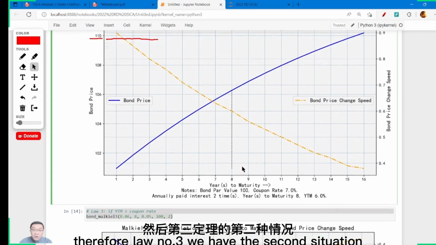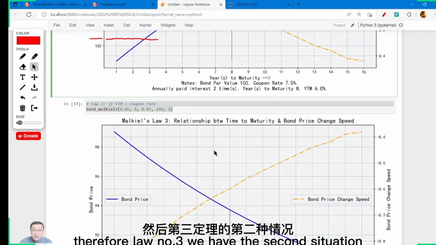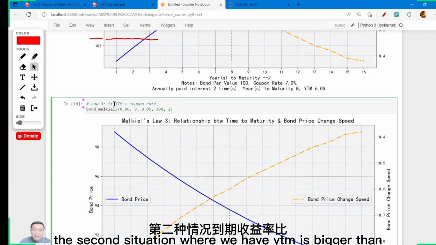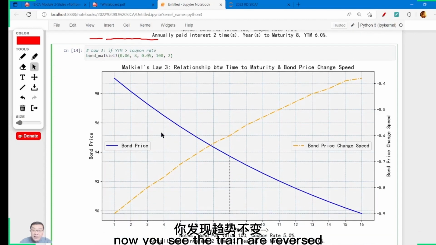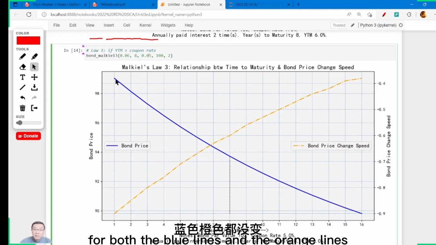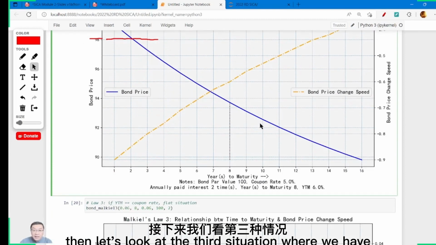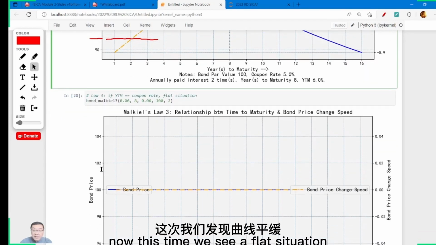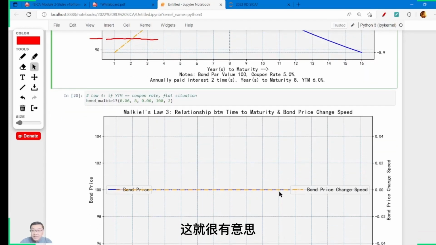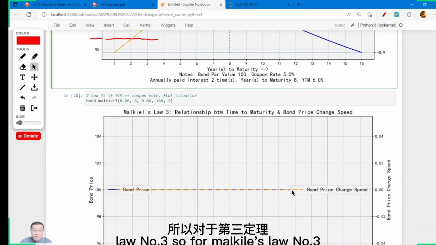Then for law number 3, we have the second situation, where YTM is bigger than coupon rate: YTM 6% and coupon rate 5%. Now you see the trends are reversed for both the blue line and the orange line. Then let's look at the third situation where YTM equals coupon rate, still for law number 3. This time we see a flat situation. It's pretty interesting for law number 3.